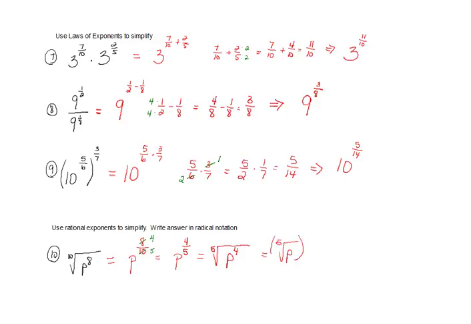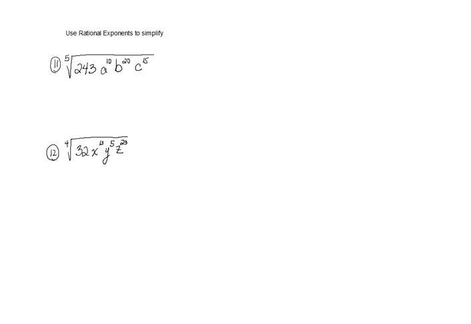So if we move on, we've got a couple more examples to go through here. So we are looking at using rational exponents to simplify. So we're given quite a big radical here. We're looking at the 5th root of 243, a to the 10th, b to the 20th, c to the 15th.